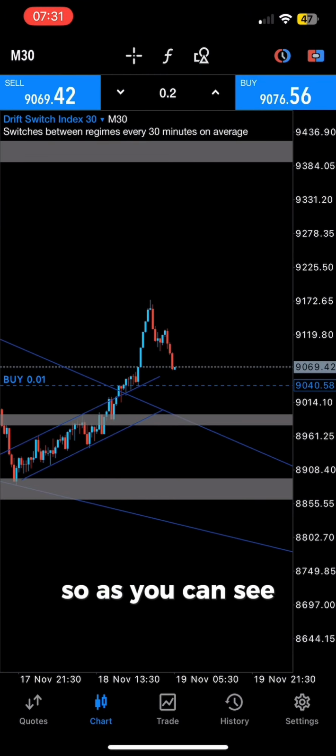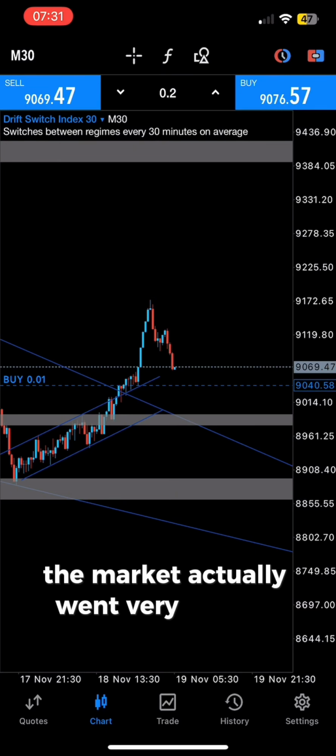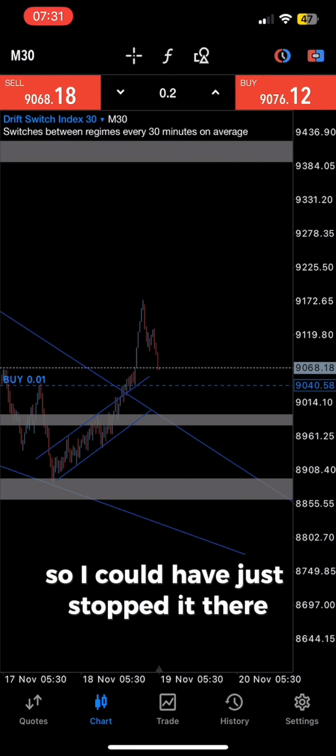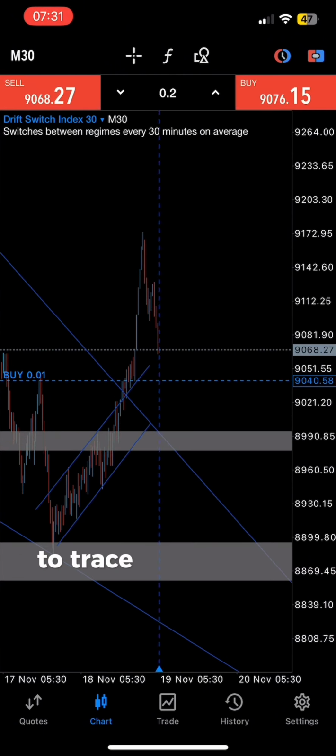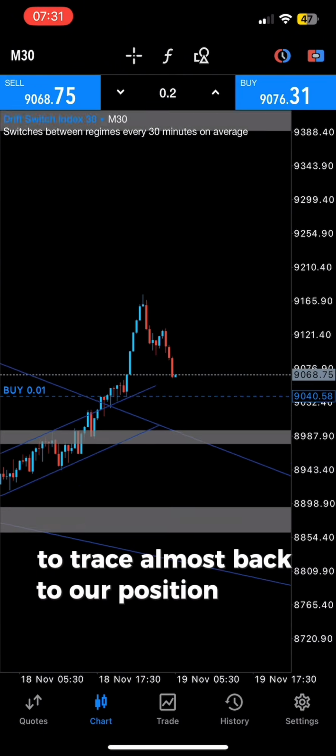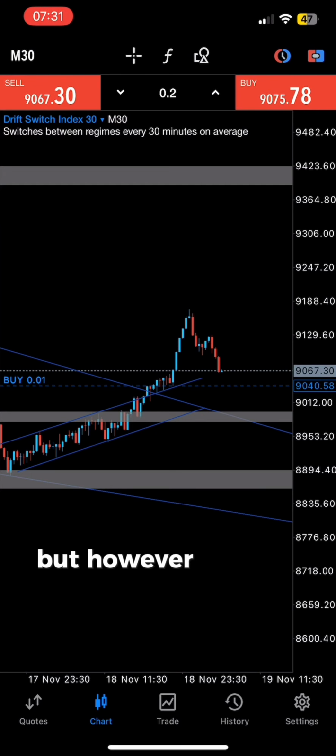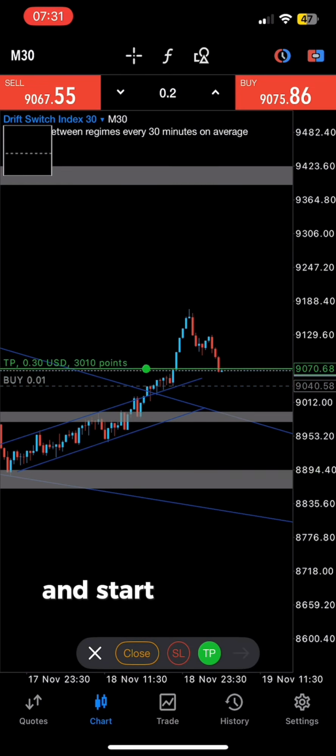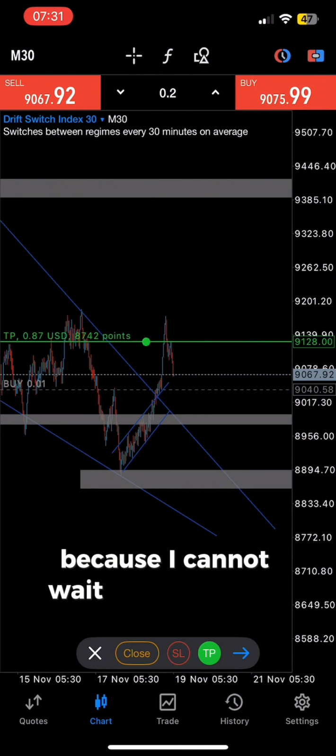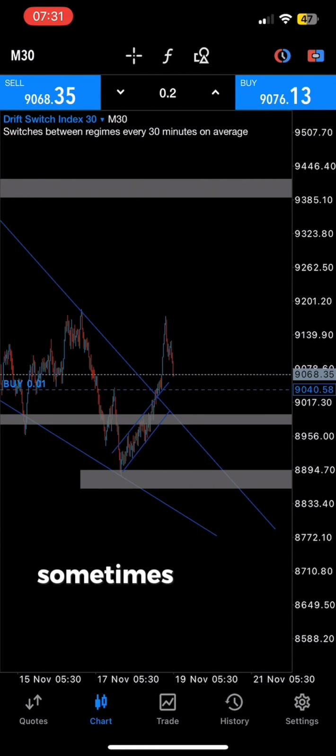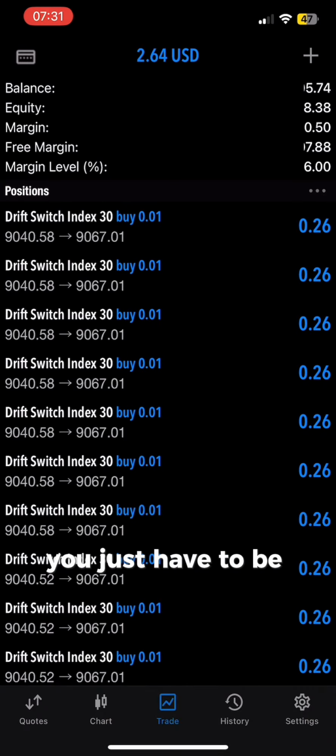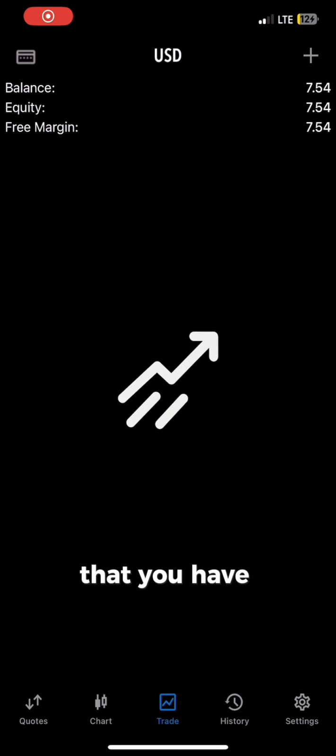So as you can see, the market actually went very high, but I wasn't available, so I could have just stopped it there. And now as you can see, it retraced almost back to our position, to the break even. However, I'm just going to close with that $2 and start from there because I cannot wait for it to go up again. Sometimes it cannot go up. Sometimes you just have to be content with what you have collected.